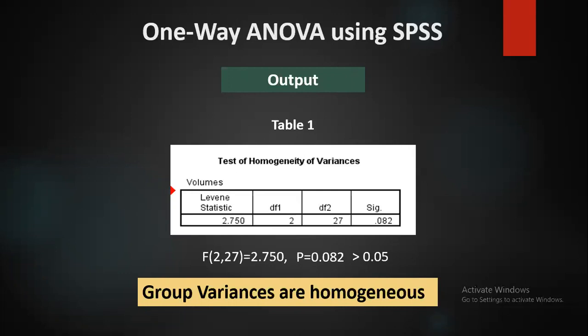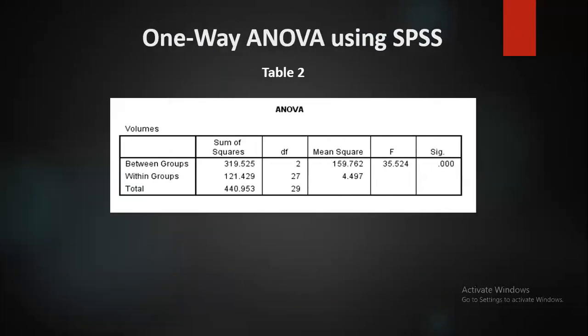The next table is the ANOVA. How are you going to interpret this ANOVA? You can see between groups and within groups. Sum of squares is there, then degrees of freedom, mean square, the F statistic, and lastly the significance value. While interpreting the ANOVA, you look at the significance value. Here the p value is less than 0.05. This means you reject the null hypothesis.